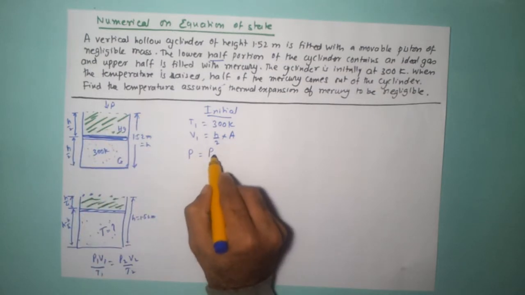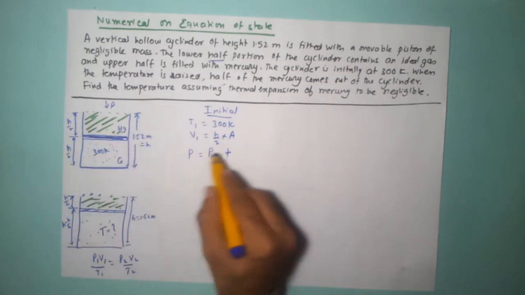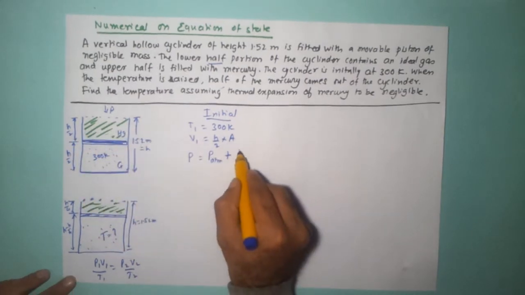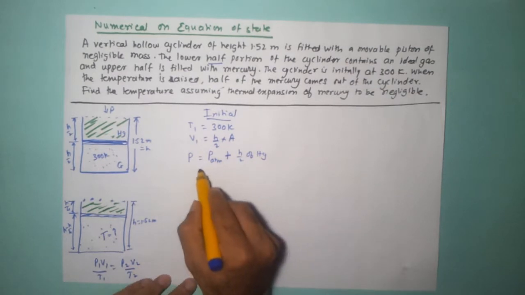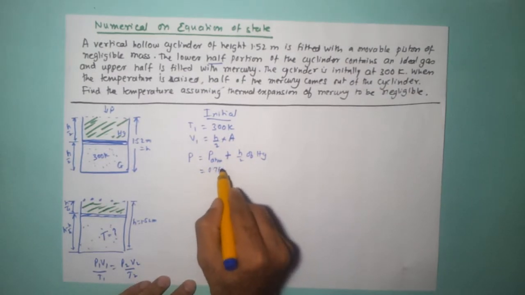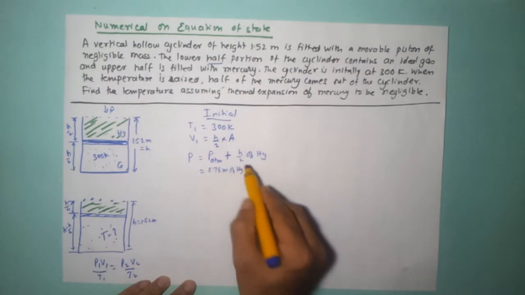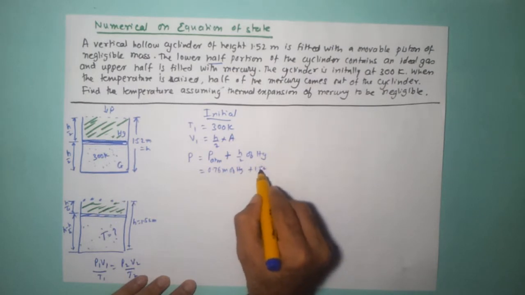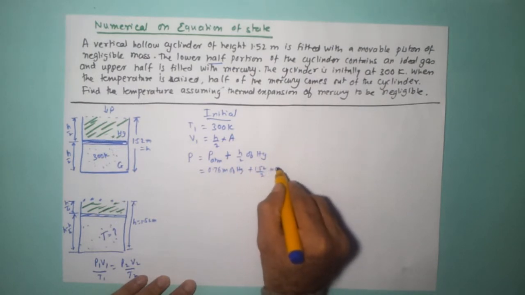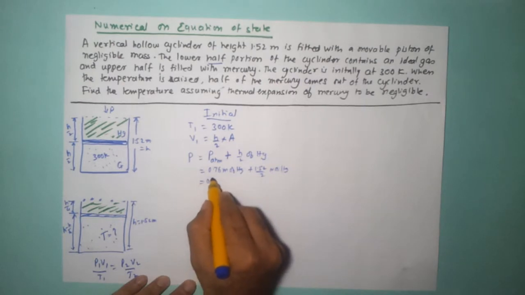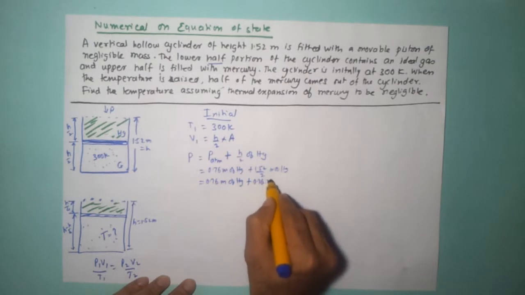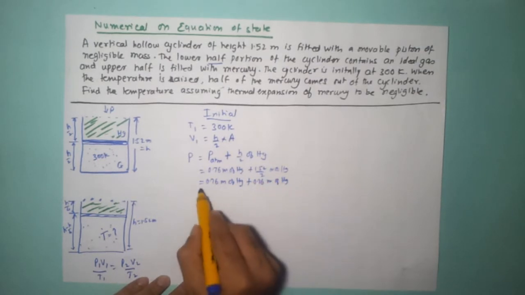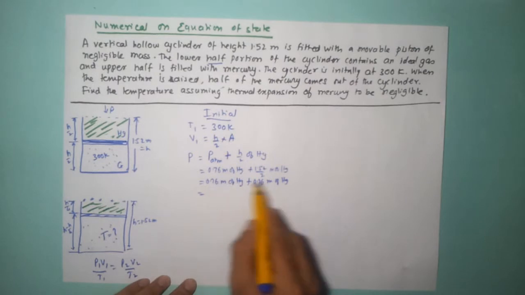So P atmosphere plus height of this mercury column. The height of this mercury column is h by 2 of Hg. So this will give me P atmosphere, which is 0.76 meter of Hg, plus h by 2. H is 1.52, so 1.52 divided by 2 meter of Hg is equal to 0.76 meter of Hg plus 0.76 meter of Hg. So that means this pressure will be 2 times the atmospheric pressure.